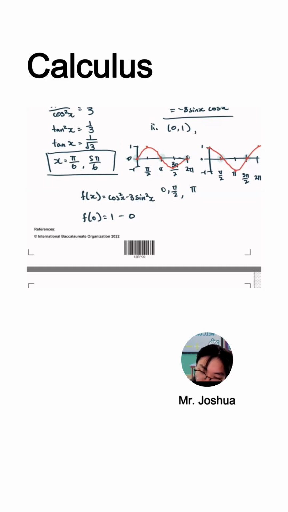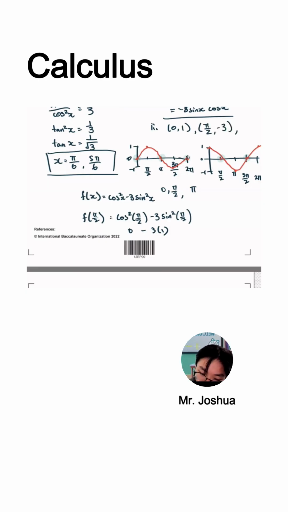Okay, let's look at our second coordinate, f of pi over 2. Cos squared of pi over 2 minus 3 sine squared of pi over 2. So let's look at cos of pi over 2. That's just 0. So cos squared of pi over 2 will be 0. Sine squared of pi over 2, that's 1. So minus 3 times 1, and that's negative 3. So our next point is pi over 2 and negative 3.